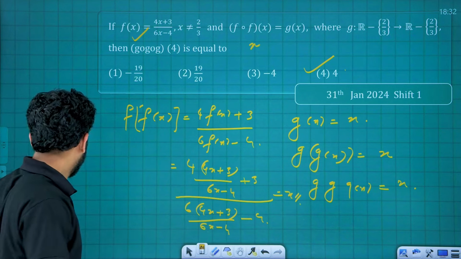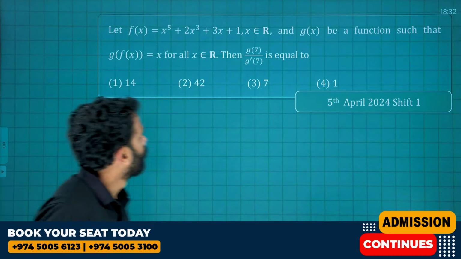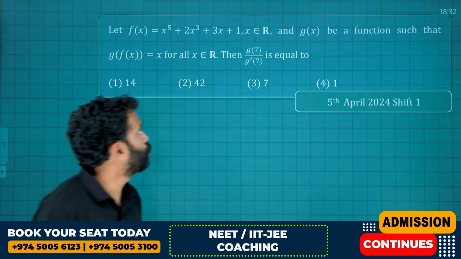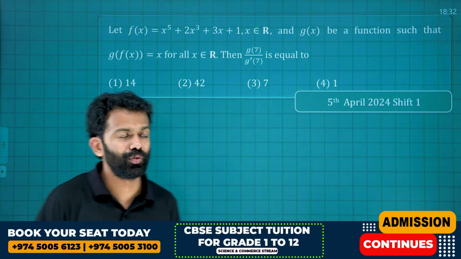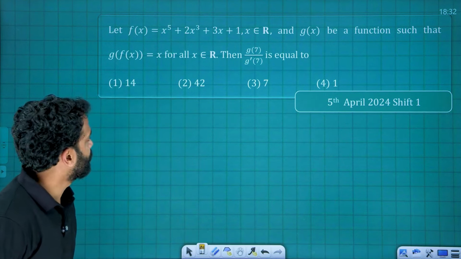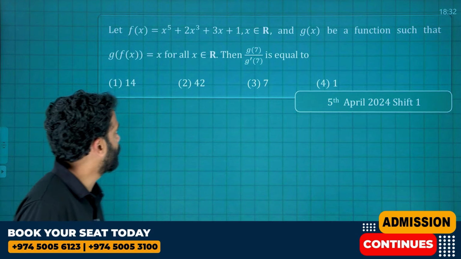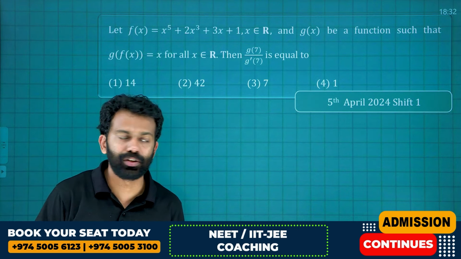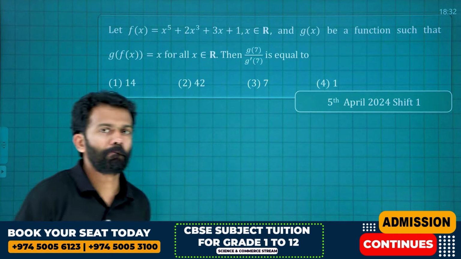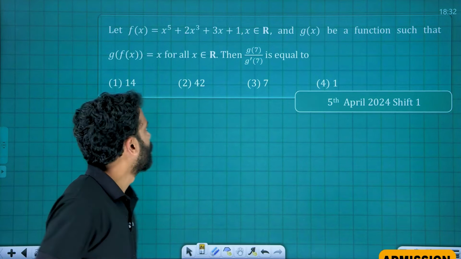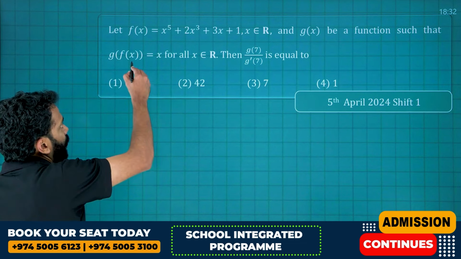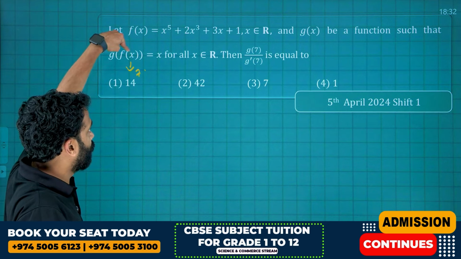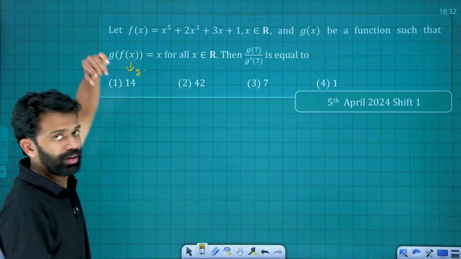And next one. Okay. An interesting one. f of x is equal to x raised to 5 plus 2x cube plus 3x plus 1, x is an element of R. And g of x be a function such that g of f of x is equal to x for all x element of R. Then you need to find g of 7 divided by g dash of 7. How will you find g of 7 actually? What is g of 7? That is, f of x should be 7. There should be some value for x so that f of x is equal to 7. Only then it will hit 7, right?